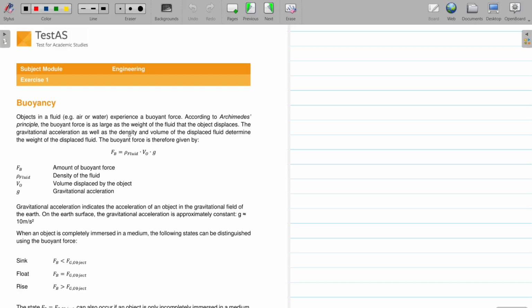Friends, this is part of your sample paper. In this video, we are going to discuss the engineering module questions. This is the concept of buoyancy, which is discussed in this sample paper. In your paper, you will have some basic knowledge of any concept, like the buoyancy concept discussed here. You have to go through this concept, and most probably you know all these things.